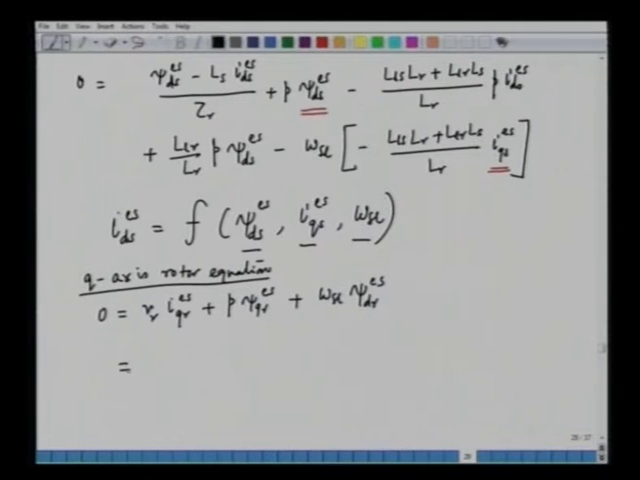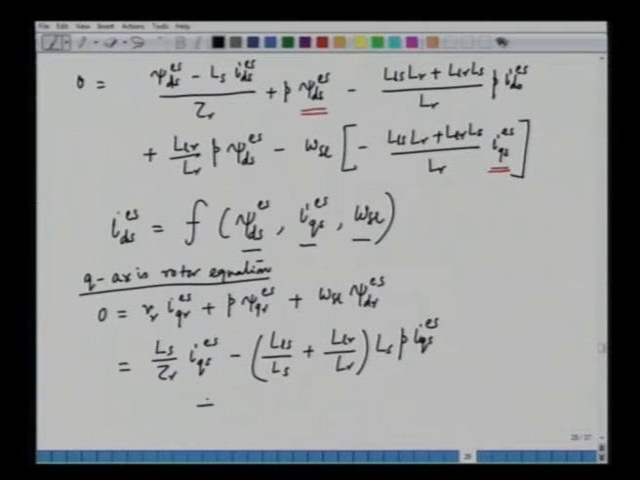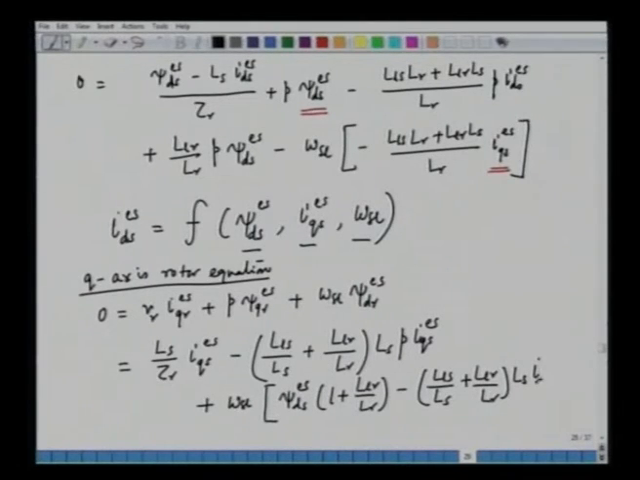Once we simplify, we get the following result: LS by tau r into IQS ES minus LS by LS plus LR by LR, LS P into IQS ES plus omega SL into psi ds ES into 1 plus L LR by LR minus L LS by LS plus L LR by LR into LS into IDS ES.